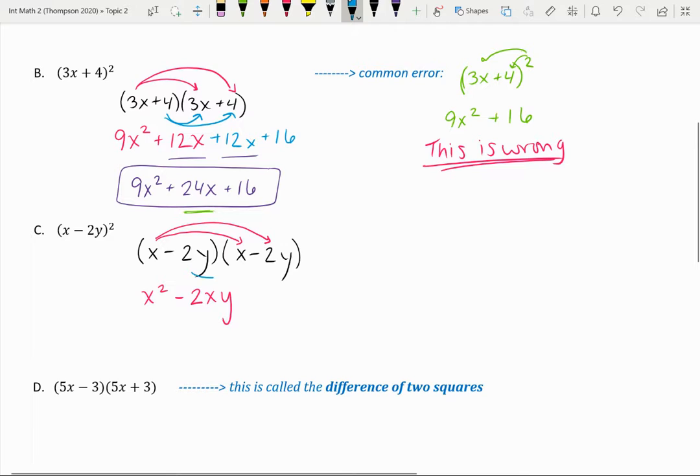Here I've got negative 2y times x. So negative 2 times 1 gives me a negative 2. And then I have y times x. I'm going to write that as x times y because I want to leave it in alphabetical order for consistency. And one more time, negative 2y times negative 2y. Negative 2 times negative 2 is 4. Y times y is y squared.